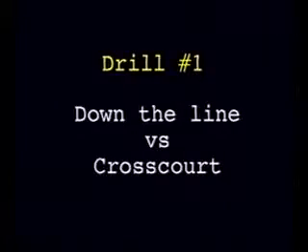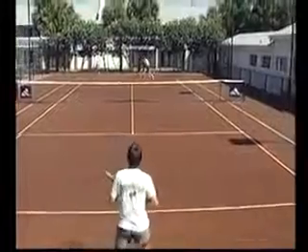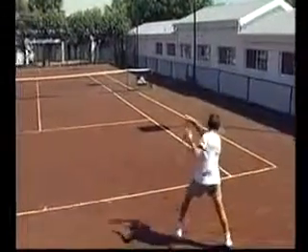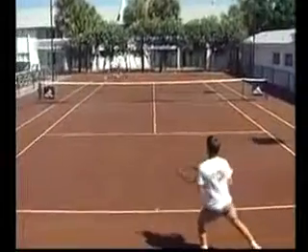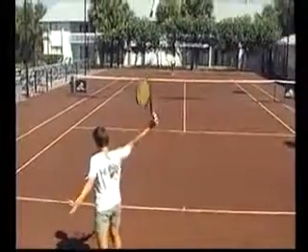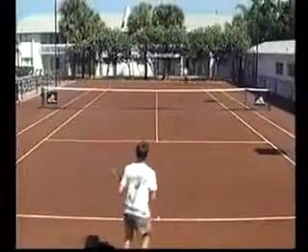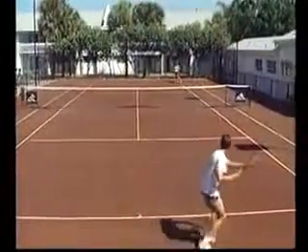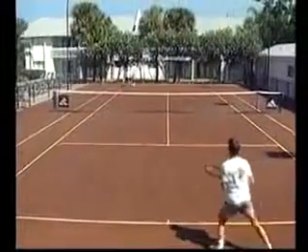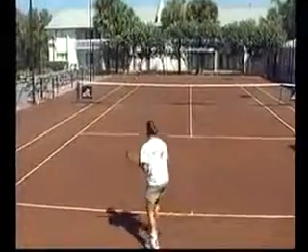Drill number 1, down the line versus cross court in the rally. Start each rally by hitting the first ball down the center, then play out your patterns from there. One player hits everything cross court while the other player hits down the line. This is a great exercise for getting the feeling of how your shot selection affects your court position. The player on the down the line pattern will have to work much harder just to stay in the points. Play 10 points, then switch the patterns so each player can experience both patterns.